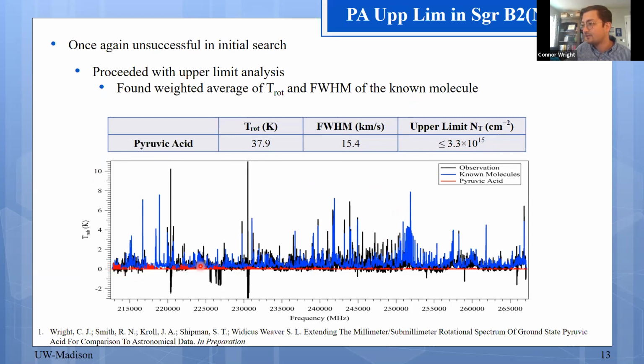We see the pyruvic acid simulation with these parameters overlaid on the observations. But once again, all of these transitions, coincident line matches, were heavily blended with the already known molecules, and as you can clearly tell, are at the noise limit for the source. So no definitive detection in Sagittarius either, unfortunately.